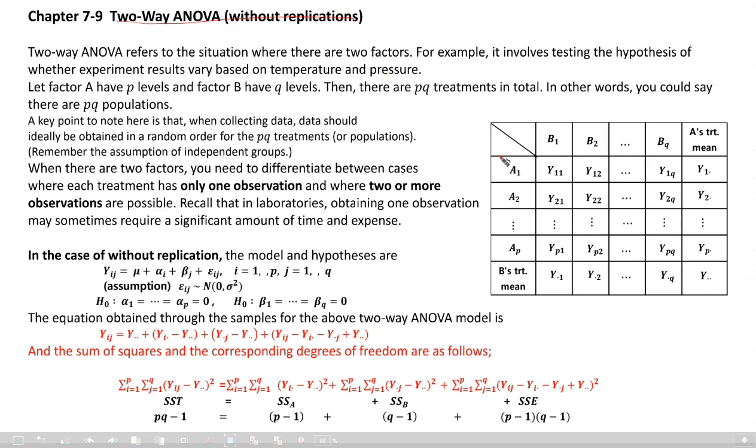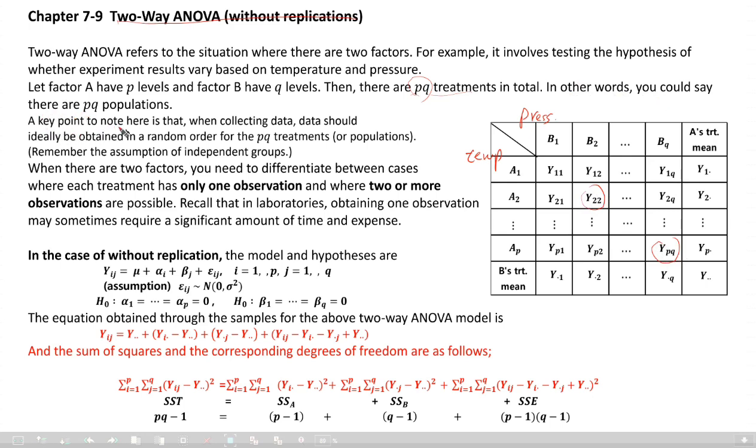They are temperature here, and pressure. P levels of temperature and Q levels of pressure. They are PQ treatments in total, right? PQ treatments. These are each treatment's result. In other words, you should say there are PQ populations.